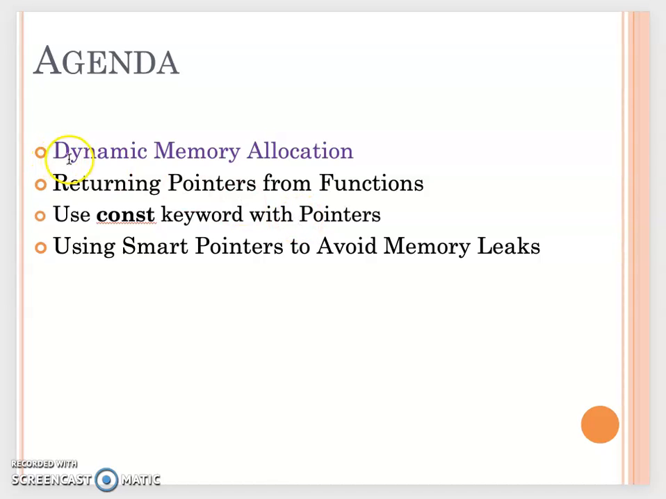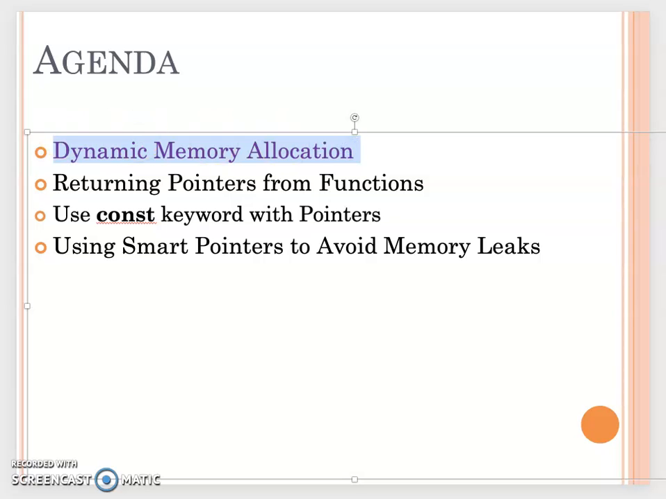When we create a dynamic memory allocation, we also need to clean the memory. So in C++11 and after, they also show you how to use the smart pointer to avoid memory leaks, just like Java and Python, which automatically do the garbage cleaning. But the first thing in this video: what is dynamic memory allocation?